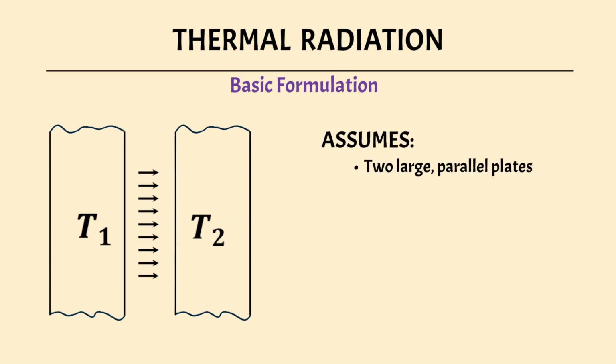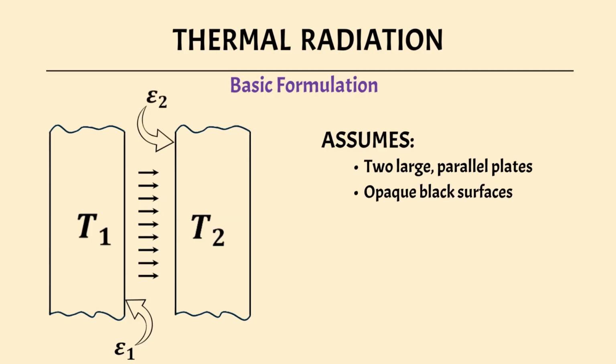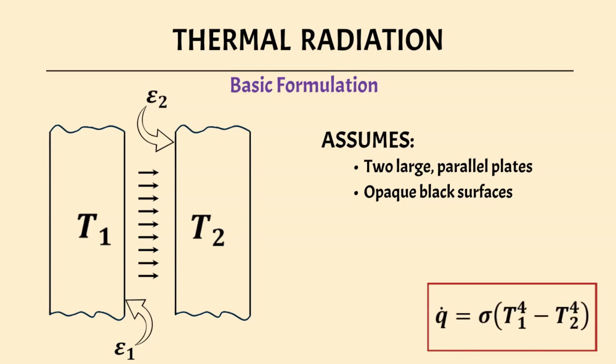Such an assumption is achieved using two large parallel plates, and helps to simplify the maths. We also assume the surfaces possess an emissivity, epsilon1 and epsilon2, close to a value of 1. This is termed as black surfaces, being close to ideal emitters and absorbers. We finally come to a more general result, known as the Stefan-Boltzmann law, founded in 1879. Here, sigma is a universal physical constant, known as the Stefan-Boltzmann constant. Note, this is a basic formulation for the net radiative heat transfer from object 1 to 2.